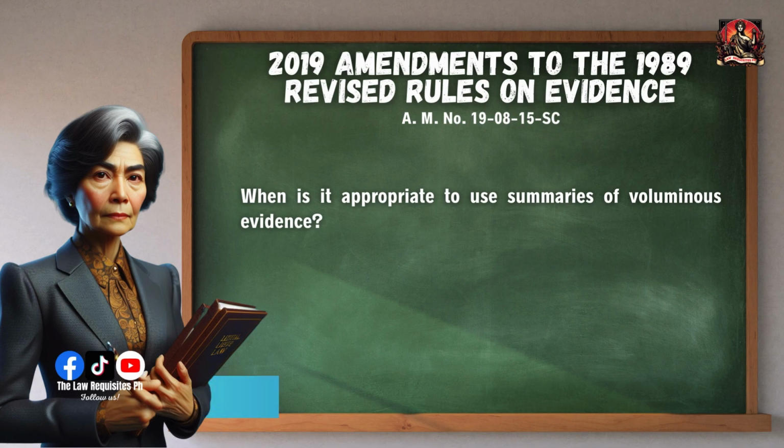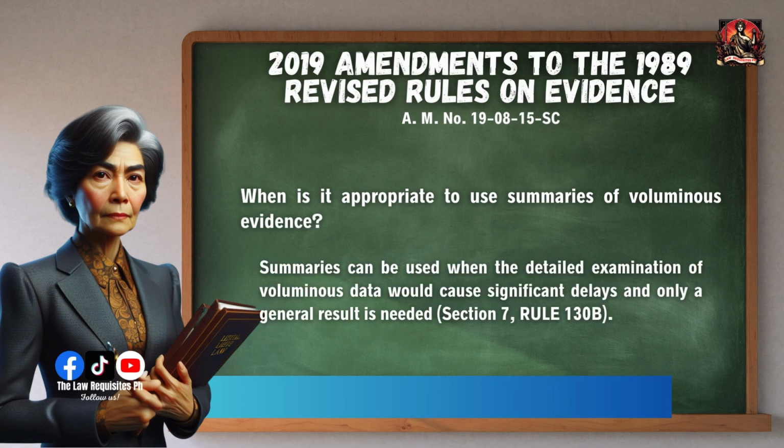When is it appropriate to use summaries of voluminous evidence? Summaries can be used when the detailed examination of voluminous data would cause significant delays and only a general result is needed, Section 7, Rule 130B.